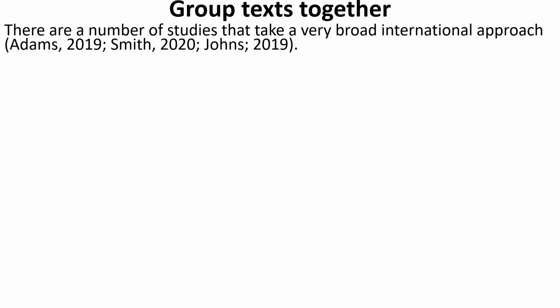The marker also likes this type of group citation: Adams 2019, Smith 2020, Johns 2019. You bring all these texts together in one bracket. The more you cite, the higher your marks will be.